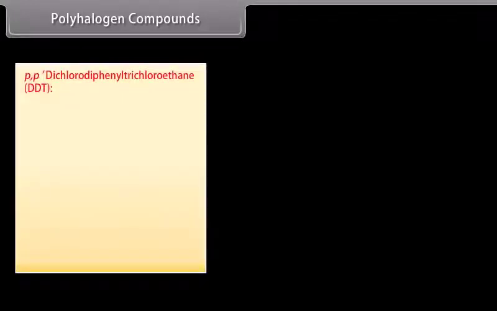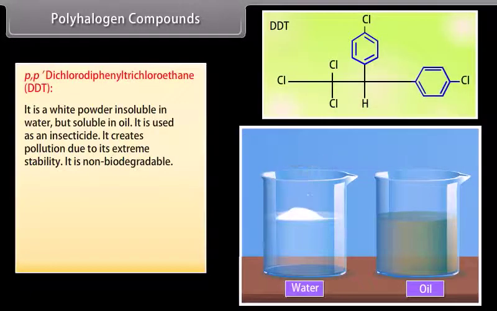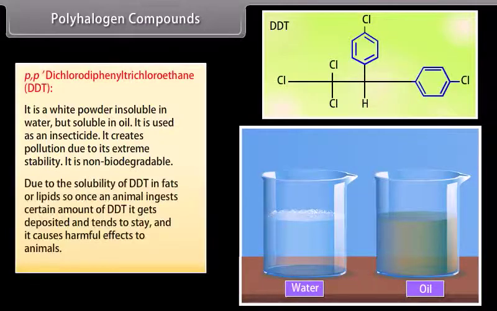p,p'-dichlorodiphenyltrichloroethane, DDT. It is a white powder, insoluble in water, but soluble in oil. It is used as an insecticide. It creates pollution due to its extreme stability. It is non-biodegradable. Due to the solubility of DDT in fats or lipids, once an animal ingests a certain amount of DDT, it gets deposited and tends to stay, and it causes harmful effects to animals.